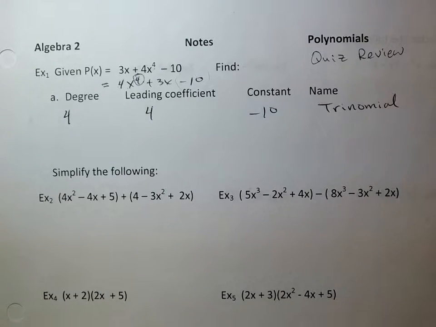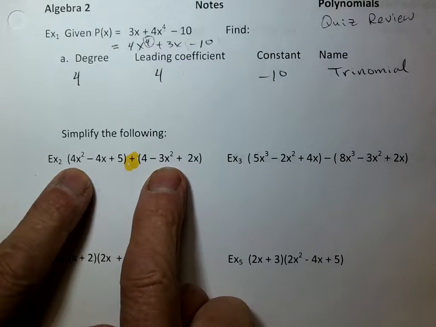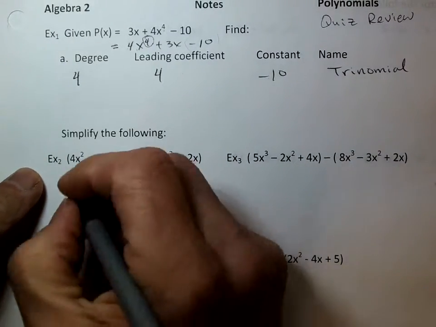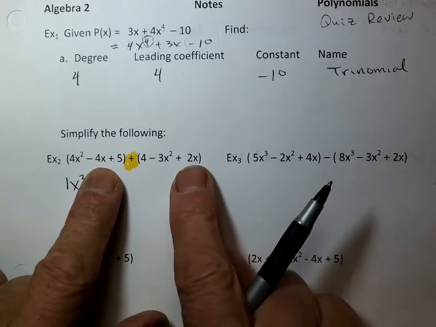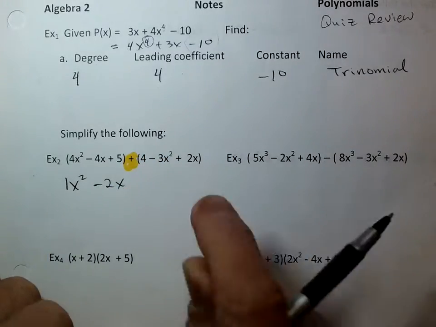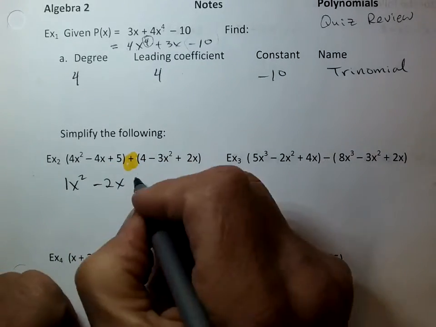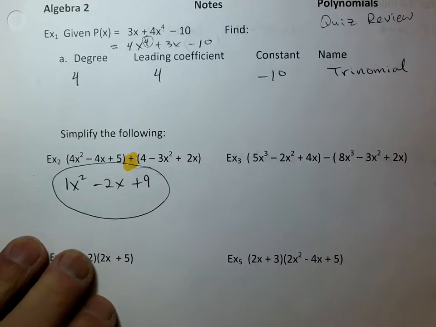Number 2. When you take a look at number 2, it is addition. Okay, don't multiply, don't FOIL. It is addition, so we're just going to add the things that are the same. So, got a 4x squared, negative 3x squared makes a 1x squared. I have a negative 4x and a positive 2x makes a negative 2x, and I have a 5 plus a 4 makes a 9. That's it. No more. It's that easy.